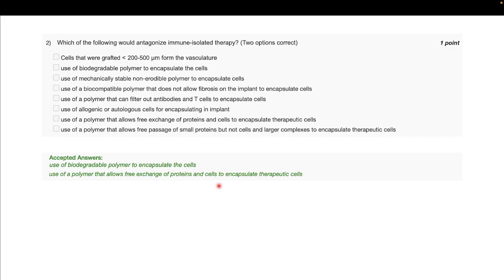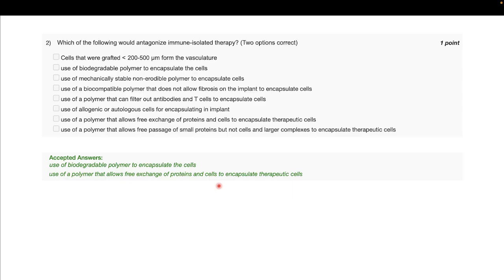So this is also what we don't want, right? You want to choose a polymer membrane in such a way that it will have small pore size, and it will not allow a free exchange of proteins and cells to come inside. If it allows the proteins and cells to come in, your antibodies, which are very large proteins, could come in and start attacking the therapeutic cells, or your macrophages and dendritic cells could come in and start interacting with the therapeutic cells, which is what we don't want.